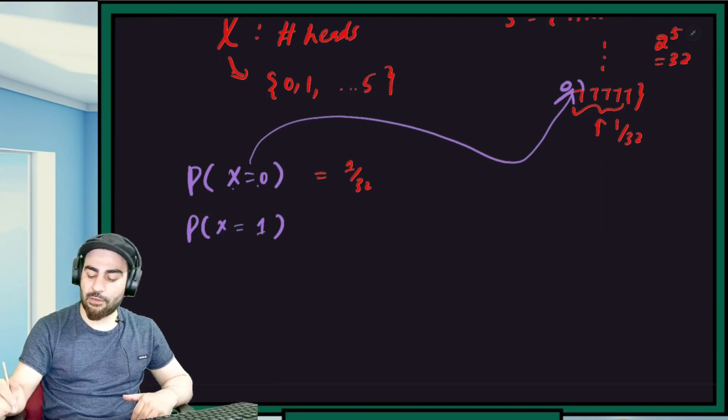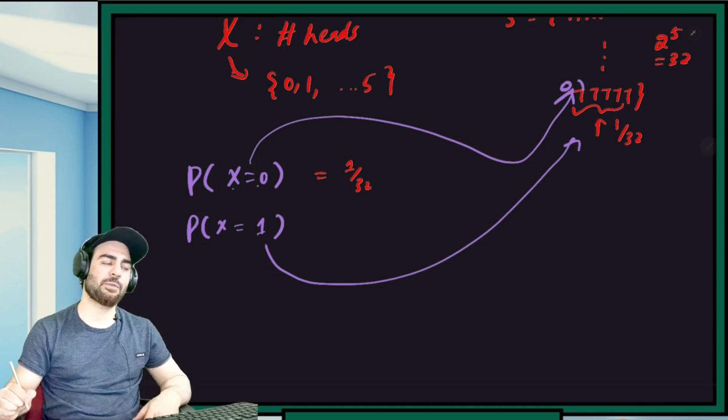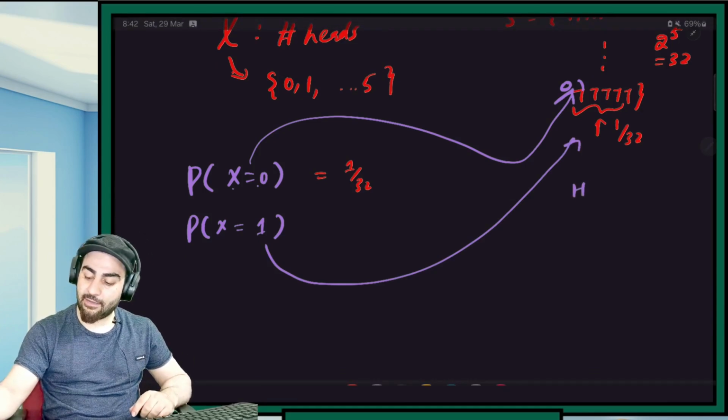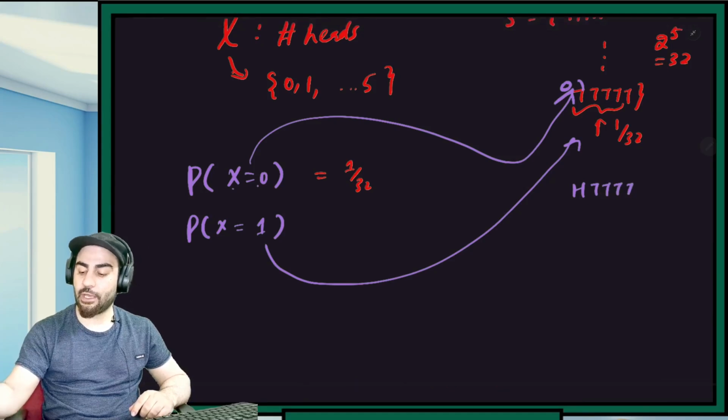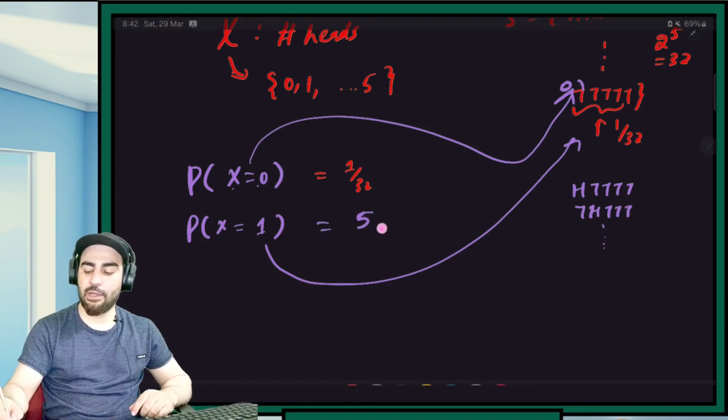So now what I'll do is I'll again go to the sample space. I'll see for how many cases it's possible that I'll have one head. So I know I can have head, tail, tail, tail, tail, and then I'll have tail, head, tail, tail, tail, something of this sort. So I believe there are 5 possibilities, and each of these has 1 by 32 probability, so 5 by 32.